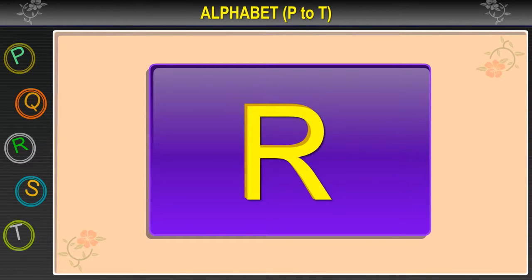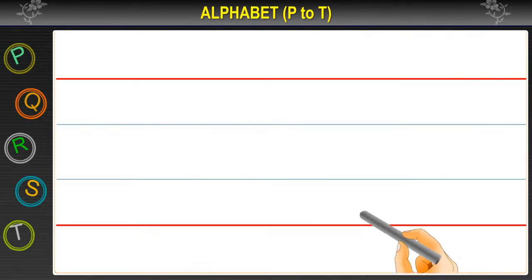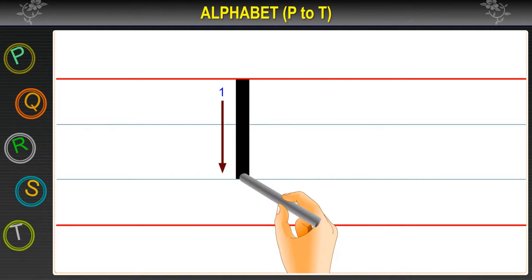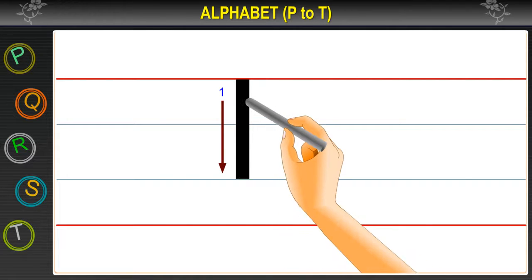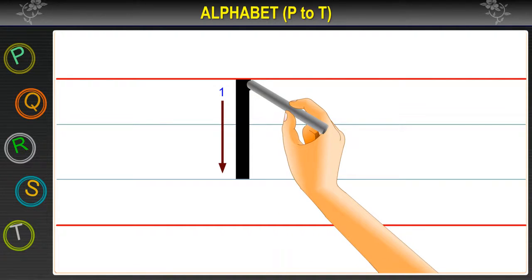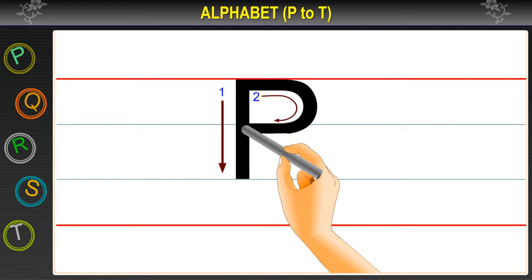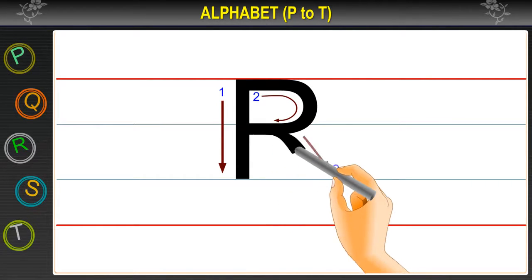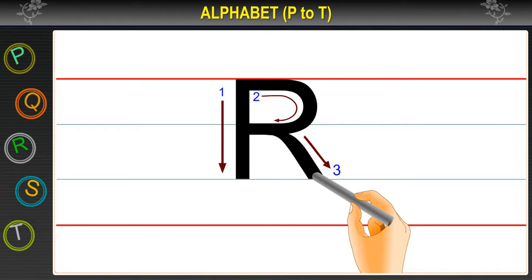Capital R. Draw a standing line between the first red line and second blue line. Now, from the top of the standing line, draw a left curve to the middle of the standing line. From there, draw a left slant line to touch the second blue line. This is capital R.